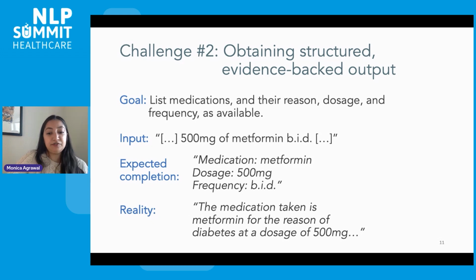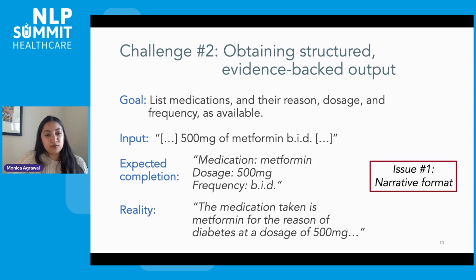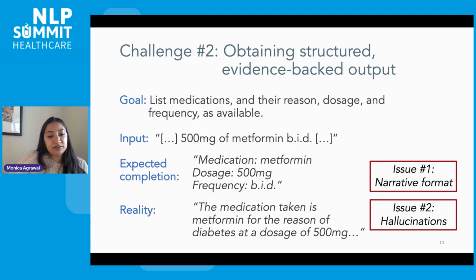And this is problematic for 2 reasons. The first is the narrative format, since we now have to turn the reality into something that's usable for downstream tasks and that we can import into a JSON. But the second issue is hallucinations. For example, here, in this toy example, the model assumes that the metformin is taken for diabetes, which is the most common indication of metformin, but not the only indication. For example, metformin can also be taken for pre-diabetes and PCOS. And what we don't want is the model to populate our database with the most likely indication instead of what's listed, since that could really throw off our data.